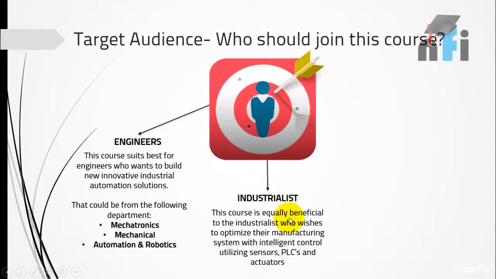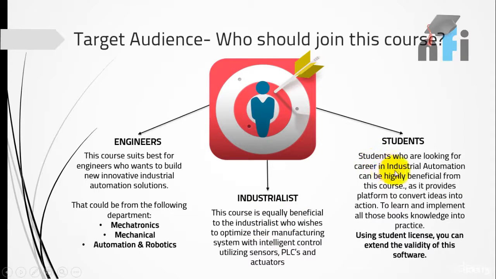Second, if you are an industrialist, this is for people who have their own industry and want to upgrade it with industrial automation and control systems, using sensors, PLCs, and actuators. You can build your system in a very cost-effective way in the software, simulate it, see the results, and then optimize it. Then you can order your PLCs and conveyors and make it. So this is for those people.